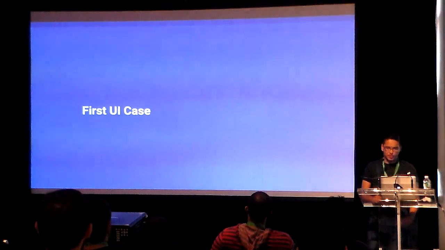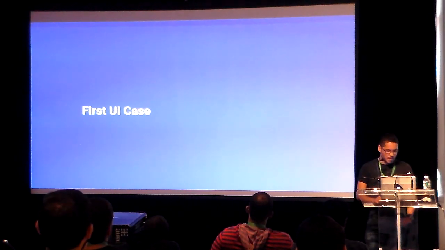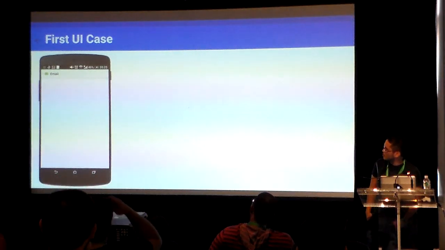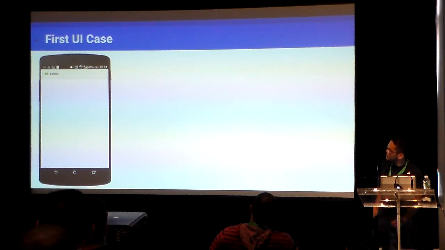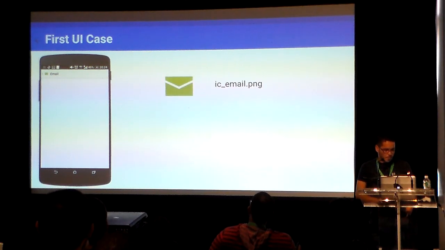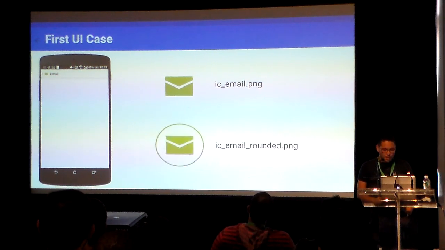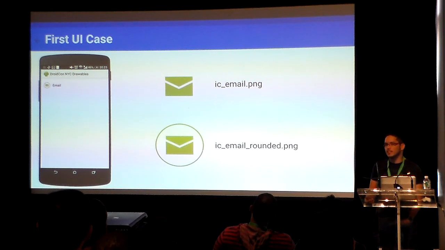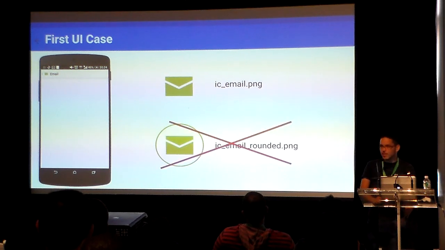But I mean, this doesn't get that far. So let's see our first UI case. I have this interface on my Android. I have this button, and when I click on it, I go to another activity where on my action bar I have the same icon, but I don't have the circle around it. So I have my first resource, an email resource, and what I have after would be what I would call an icon email rounded. I can do that, but that means that I would have to play with the resource, and I don't like to play with it. My thing is code, so we're not going to do that.